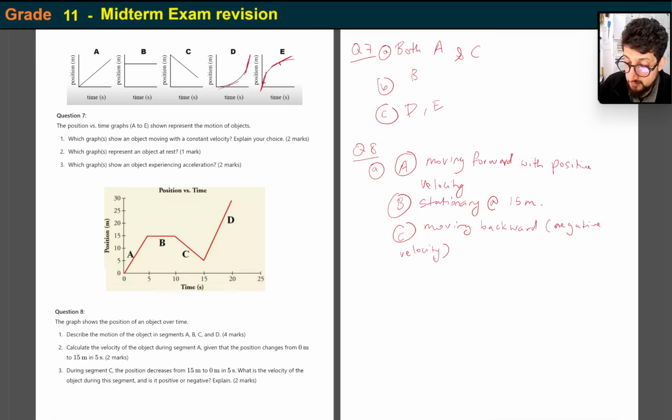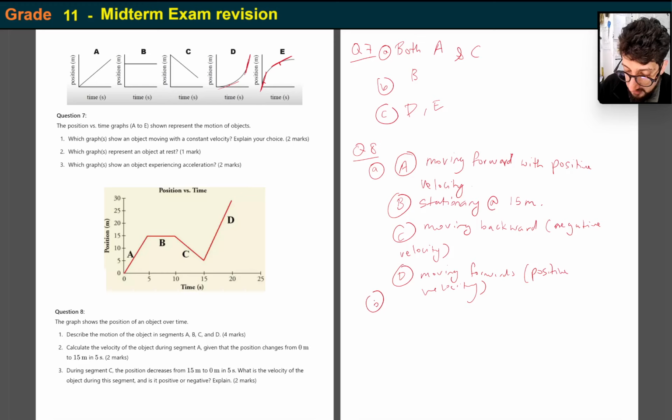And so that's from 10 to 15. And part D is moving forwards once again. Moving forwards. And once again, that's positive velocity, but a lot faster than before. So it's positive velocity, and it's much faster than before as the gradient is steeper. So we can tell that it's actually faster. Okay. Right. So that's part A.